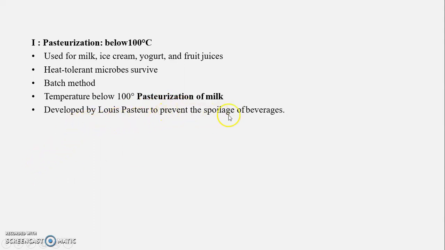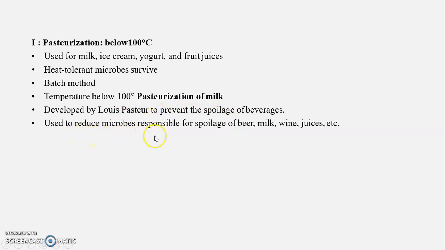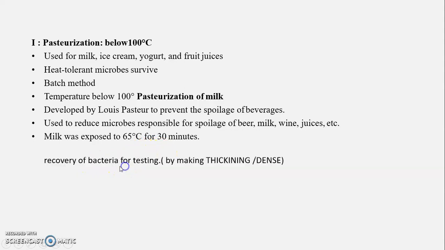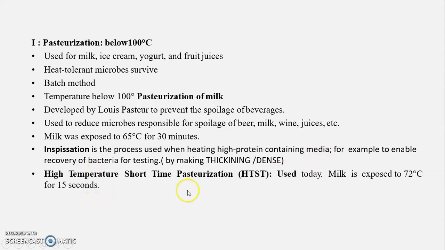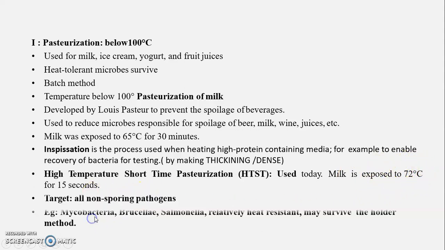It was developed by Louis Pasteur to prevent the spoilage of beverages, used to reduce the microbes responsible for the spoilage of milk, wine, juice, etc. It was exposed to 65 degrees Celsius for 30 minutes. Then inspissation is the process of heating high temperature protein-containing media, for example, to enable recovery of the bacteria. Nowadays pasteurization includes milk exposed only to 72 degrees Celsius, that is high temperature short time pasteurization. Mycobacterium, Brucella and Salmonella are relatively heat resistant and may survive with this method.